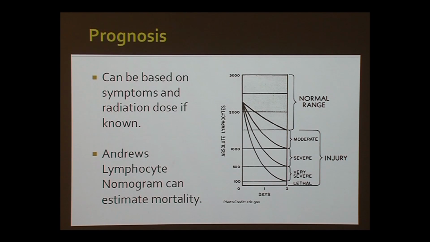And so 2 days out, if I measure a lymphocyte count that's less than 100, I know that that's pretty universally lethal, okay? If I measure a lymphocyte count 2 days out and it's somewhere around 1,500, up in this range here, you probably are going to survive that, but I'm going to have to be giving you a lot of support, okay? Well, what can we do if you're exposed to a radiation event like this?